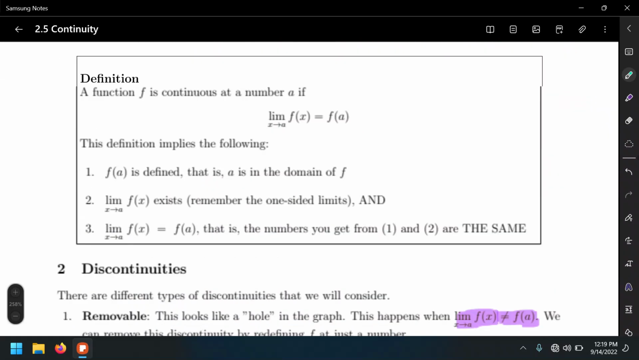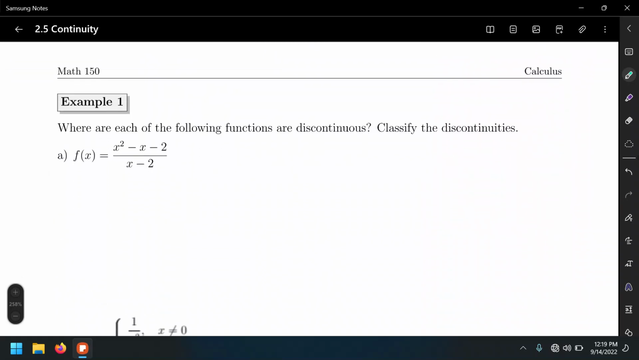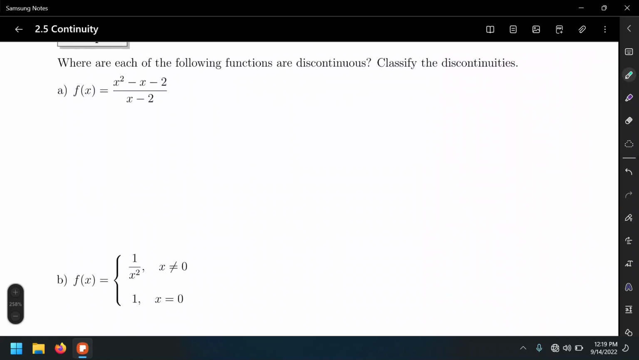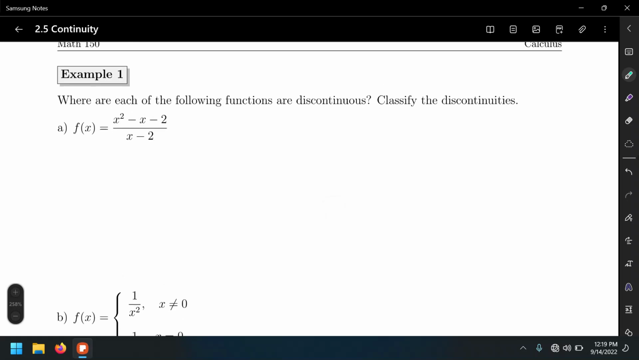Let's do more examples about this. So let's determine where each of the following functions are discontinuous, and let's describe the type of discontinuity. Number one. If we look at the domain of this function, we have trouble with it. The denominator cannot be 0. This means x minus 2 equals 0, so x cannot be 2. So that's the value that we exclude from the domain of this function.